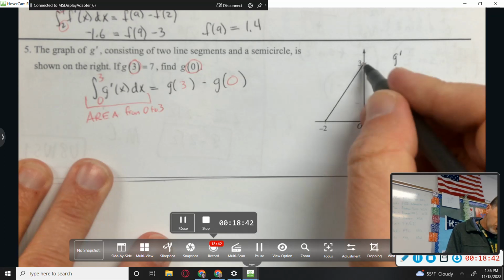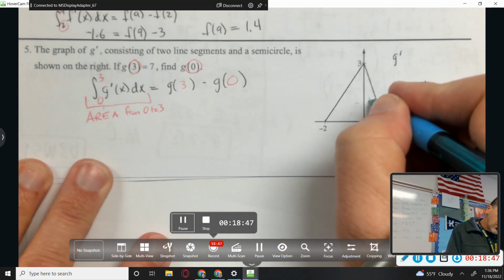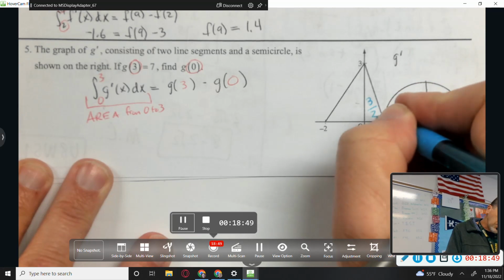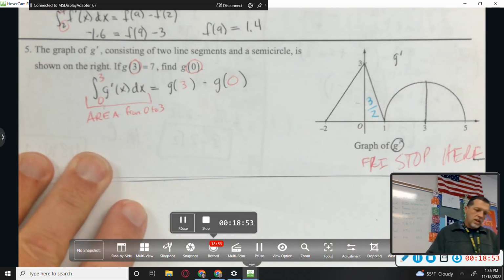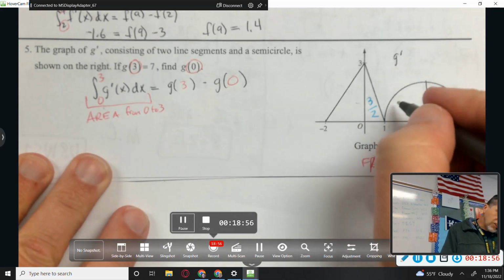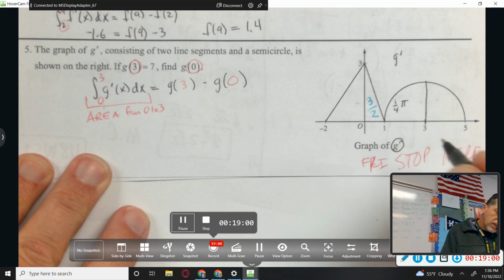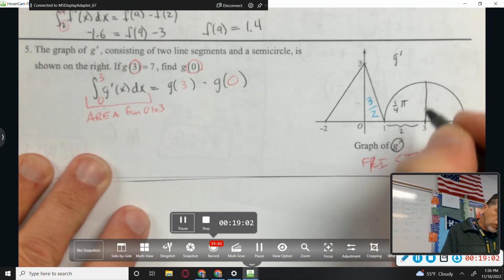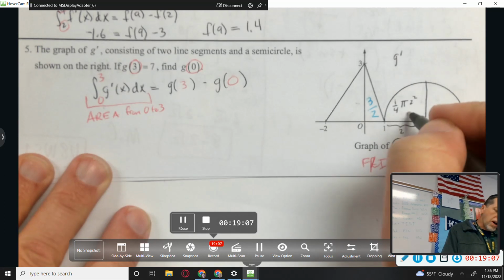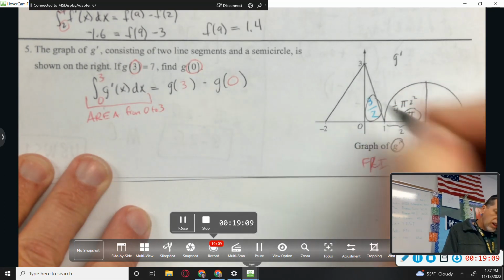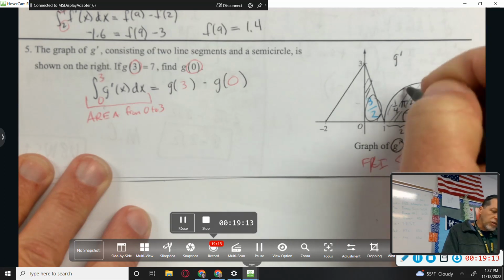Okay, so triangle is 1/2 base times height. So that's 3 over 2. It would be 1/4 pi or something. And that would be a fourth of a circle, so 1/4 pi times, let's see, r is 2. Yeah. So just pi. And a lot of times people will label those, again, so if they have to use it for a different part of the problem.